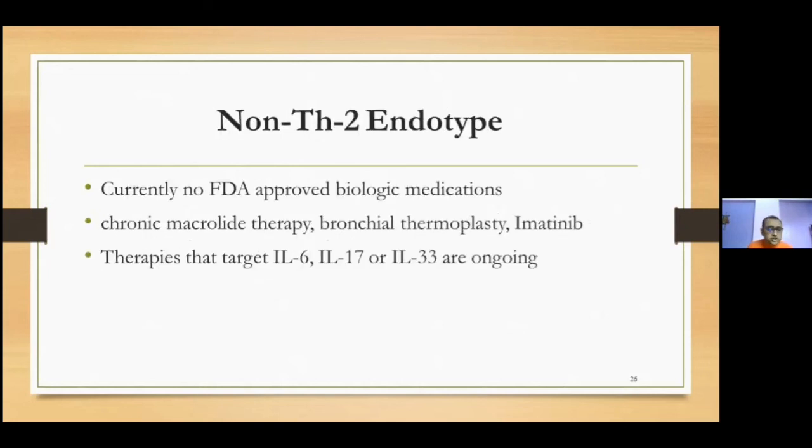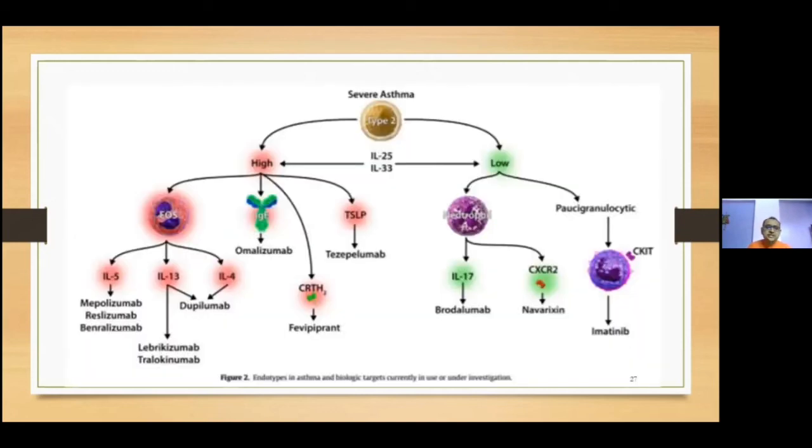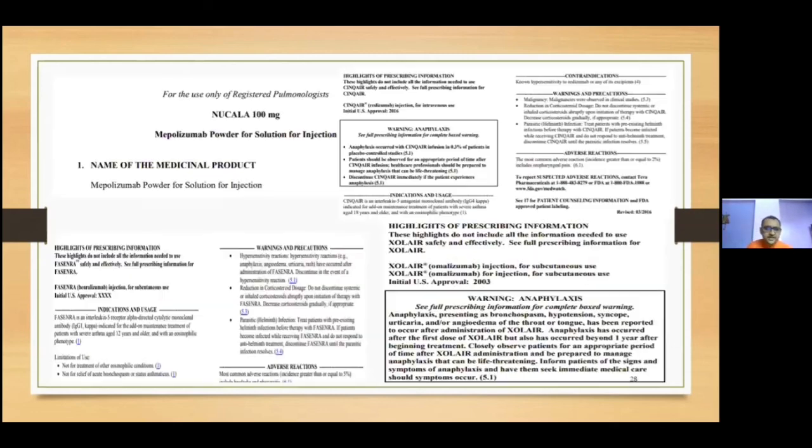And for the non-Th2 endotype, still no approved biologic till date, but research on IL-6, IL-17 and IL-33 antagonism with some biologics is ongoing. So this is in a nutshell the possibilities for managing high type 2 asthma or low type 2 asthma. This was already discussed.